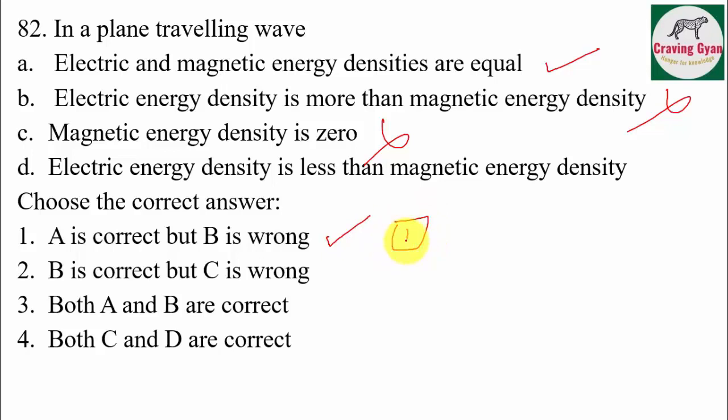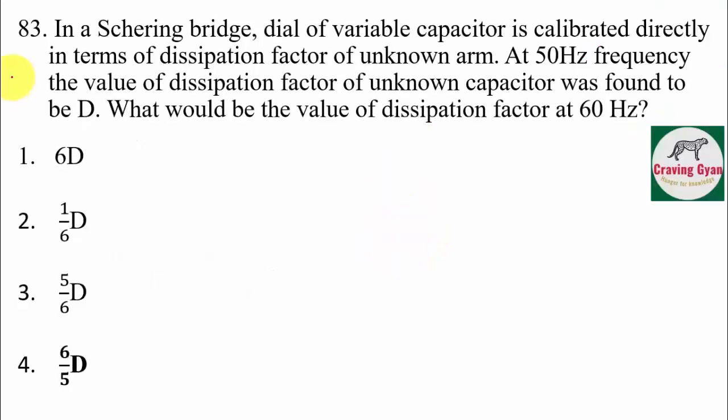Nothing but option 1 is going to follow. Next question, in a Schering bridge, dial of a variable capacitor is calibrated directly in terms of dissipation factor of an unknown arm. So at 50 Hz, the value of the dissipation factor of an unknown capacitor was found to be D. What is the value of dissipation factor at 60 Hz they are telling?